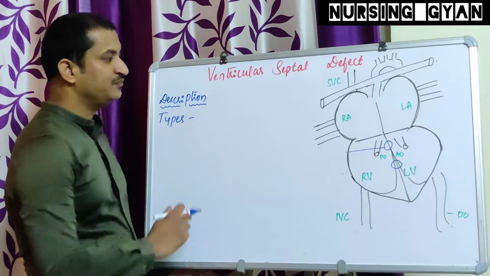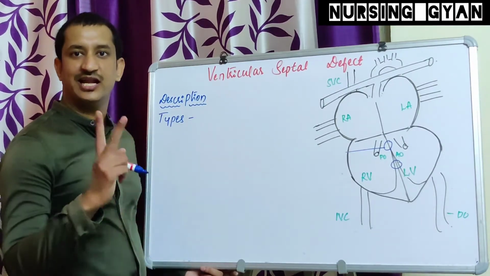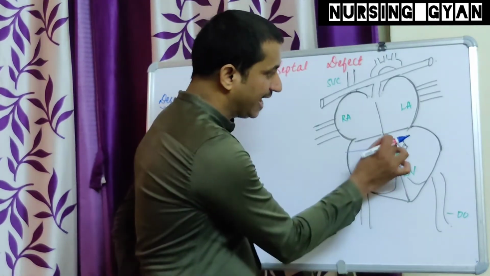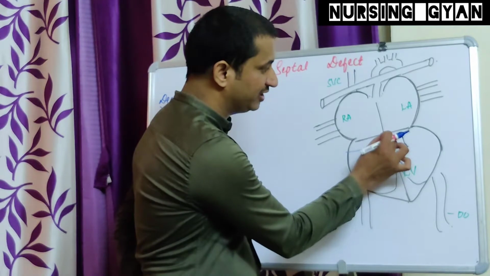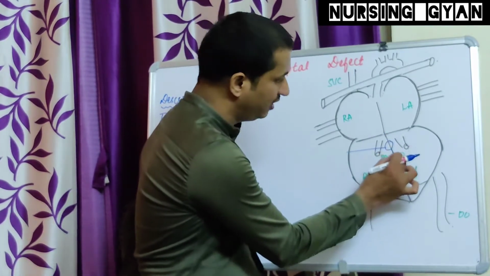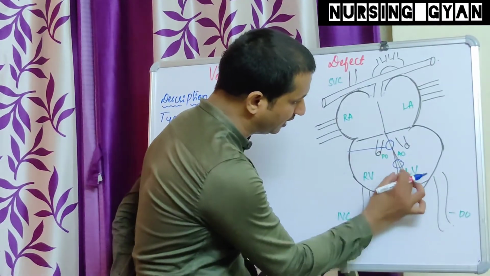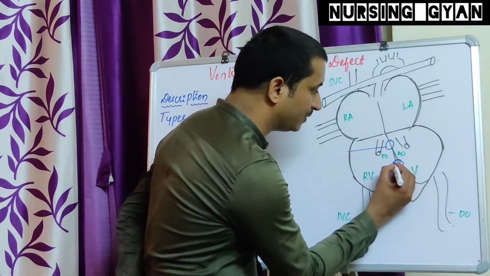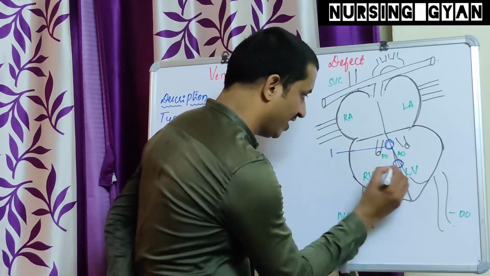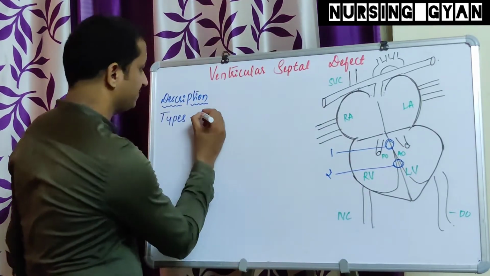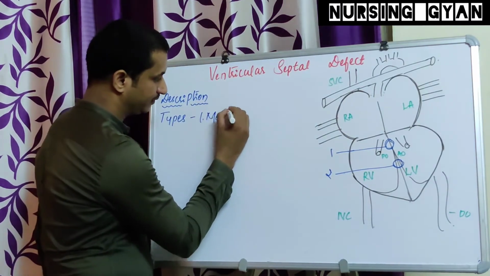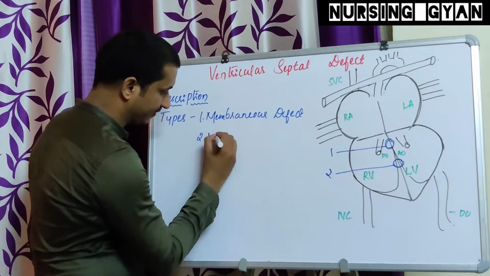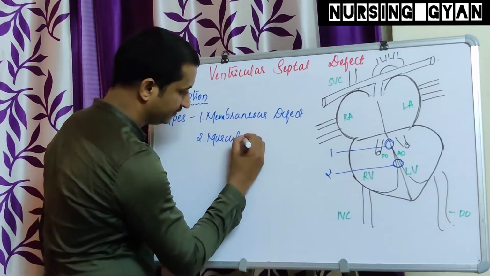Going towards the types, actually in ventricular septal defect there are two types. It is based upon the width of the septum. If you see at the proximal edge, the width is very narrow or it is too thin. If you go to the distal edge of the septum, it is very thick. So based on that width of the septum, it is divided into two. First one is membranous defect, and second one is muscular defect.